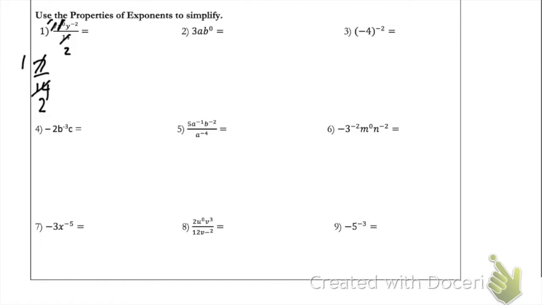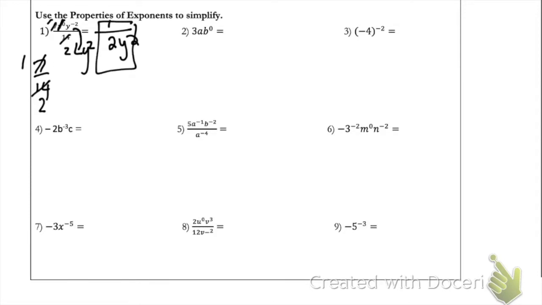And then you have y to the negative 2. We cannot leave our answers in negative exponents. So once again, if it's on the numerator, I can move it to the denominator and change that negative 2 to a positive 2. So now what I end up with is just a 1 on the numerator, and on the denominator I'm going to have 2y squared. Okay, and that will be my final answer for number 1.